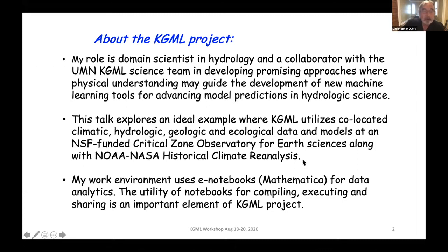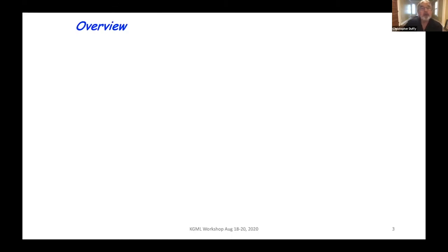My work, just as an aside, my work environment uses e-notebooks, in particular Mathematica, for data analytics. And I make the comment because I believe the utility of notebooks for compiling, executing, and sharing the results of KGML is going to be important in the future for our colleagues to make advances as well.